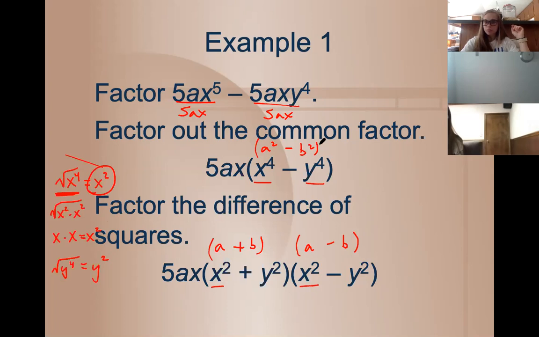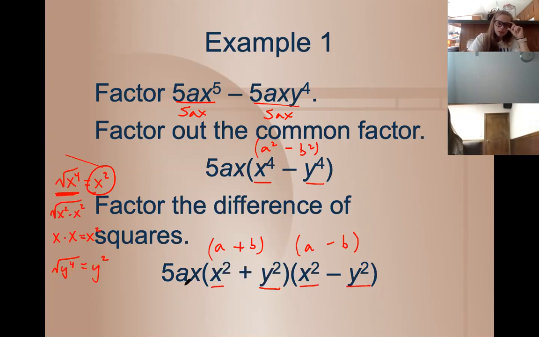Same for my b value. Well, b squared is y to the fourth. So in order to get b for my final answer, I have to take the square root of y to the fourth, which is y squared. So y squared is my b value, and y squared is my b value here. But I'm not done yet.